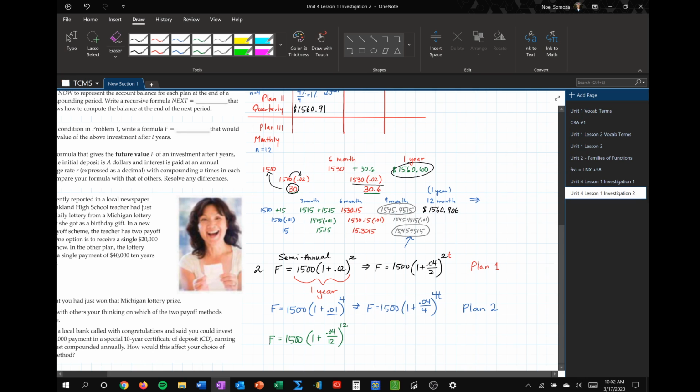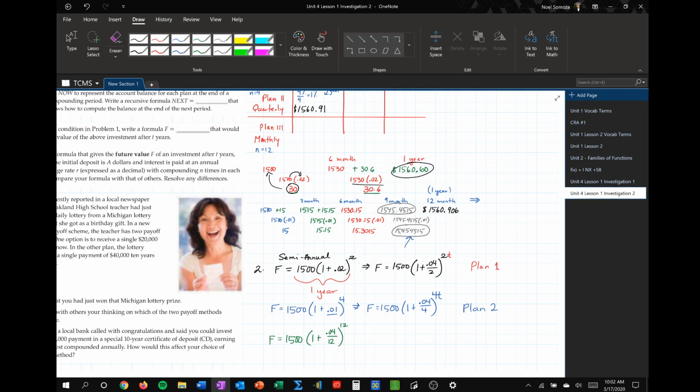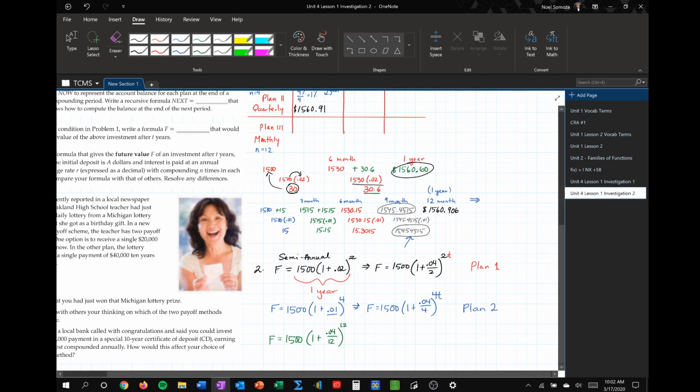And in order for me to be able to account for multiple years, because to the 12th power right now is only 1 year, then in order for it to be something I can use for a certain amount of years, right? If I want to find out how much it's going to be after 5 years, then I can go ahead and write it as 1,500 times 1 plus 0.04 divided by 12 to the 12 times t power. Okay, and then this represents plan 3.